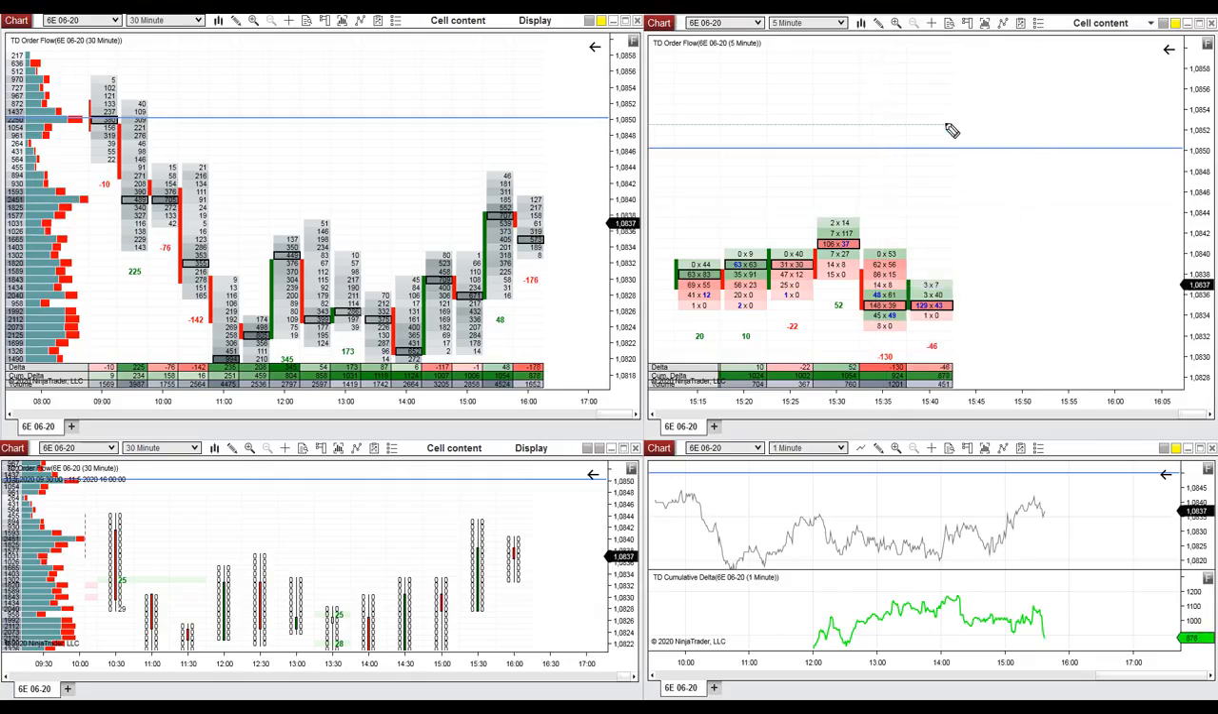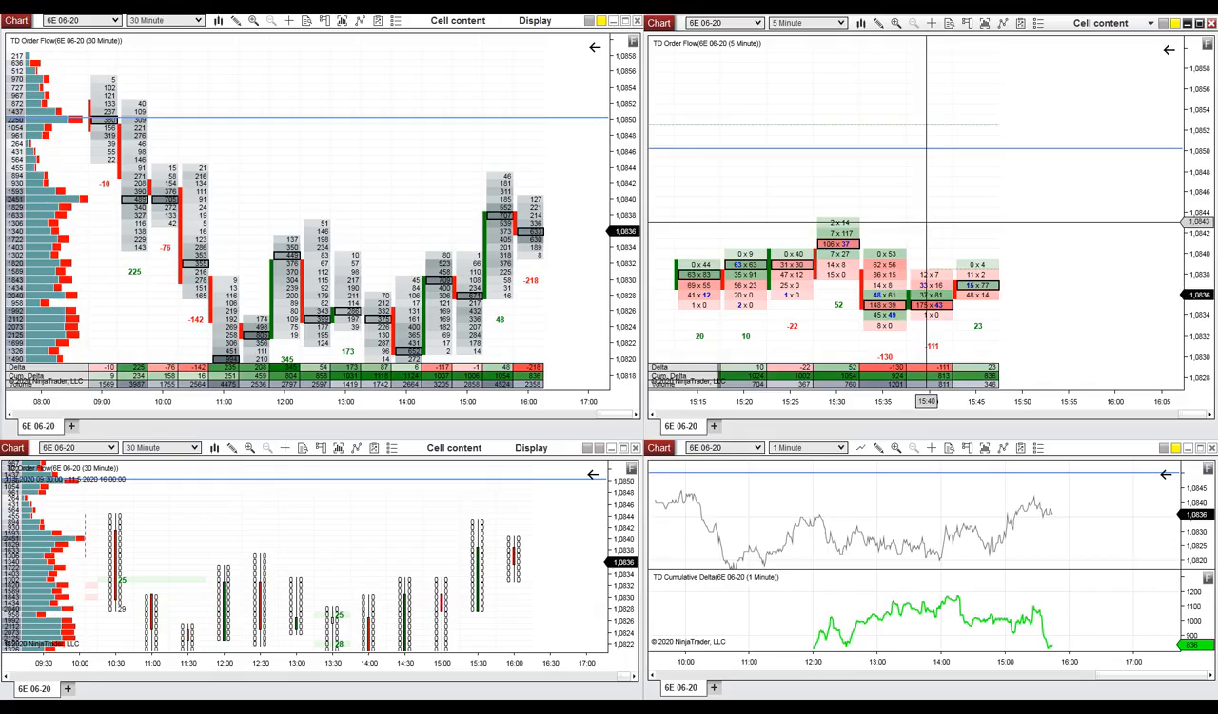What I want to see is some confirmation somewhere around this level. Now you can see that there's also unfinished business in here. So if the price hits this level, I think it's pretty likely that the price will actually also touch this unfinished business to test it. So let's wait and see.